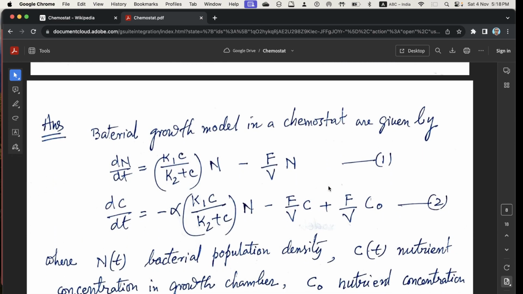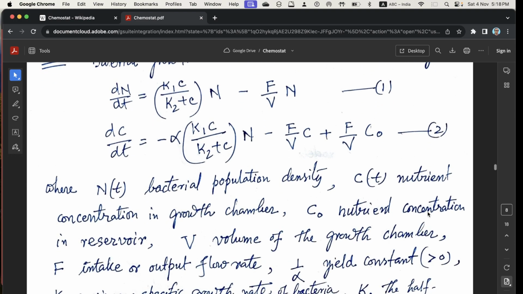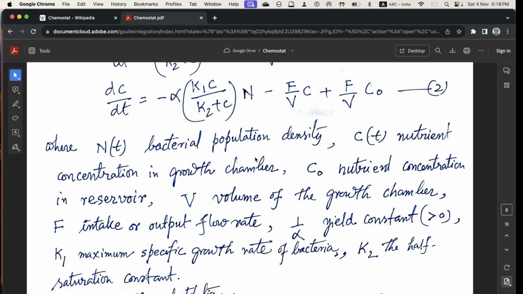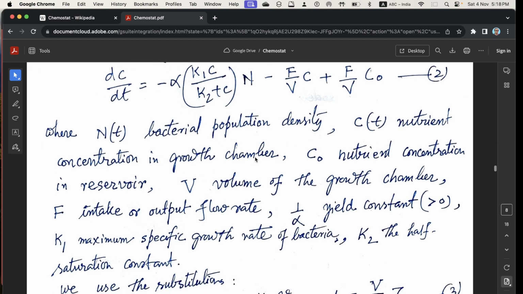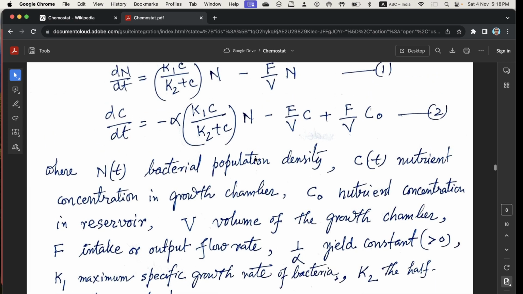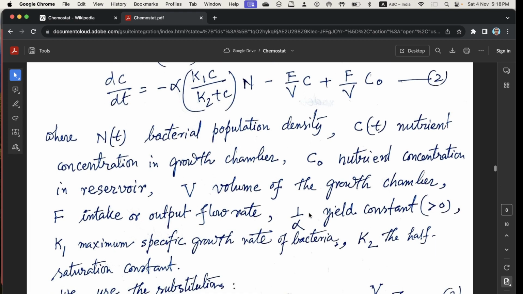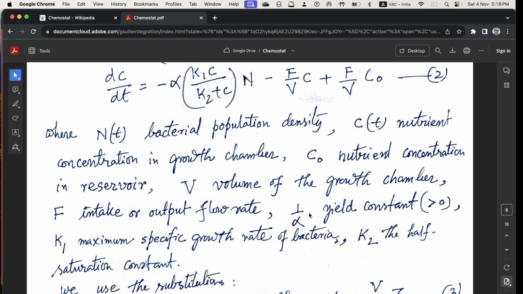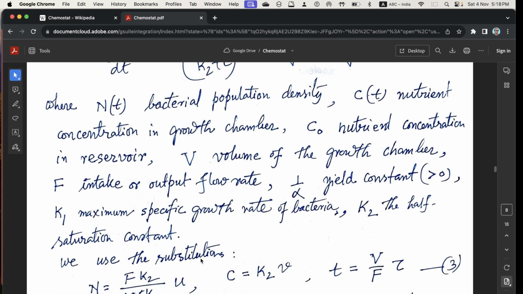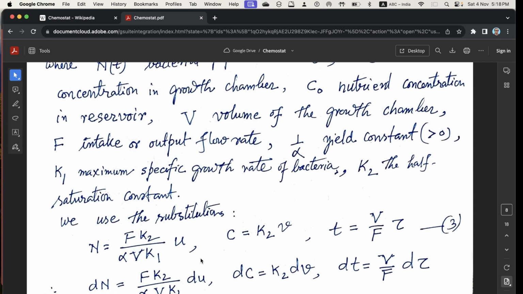Now we have the model, this equation 1 and equation 2. Here N(t) is the bacterial population density, C(t) is the nutrient concentration in the growth chamber, and C0 is the nutrient concentration in the reservoir, V is the volume of the growth chamber, F is the intake or output flow rate, 1 by alpha is the yield constant, a positive quantity, K1 is the maximum specific growth rate of bacteria, and K2 is the half saturation constant.